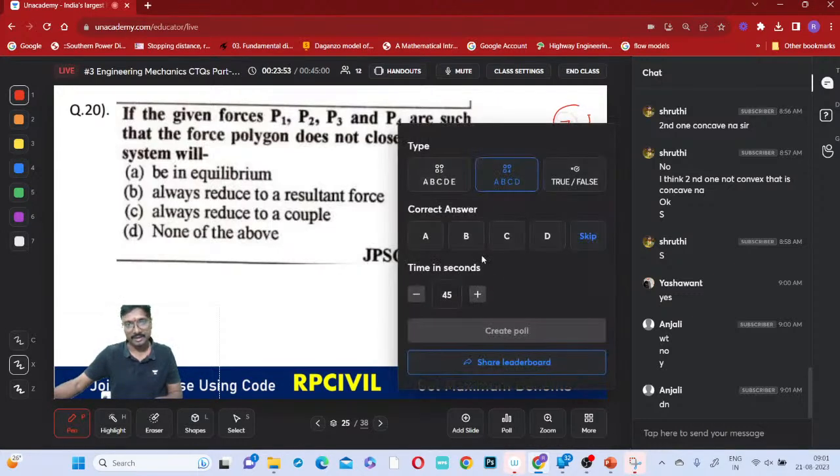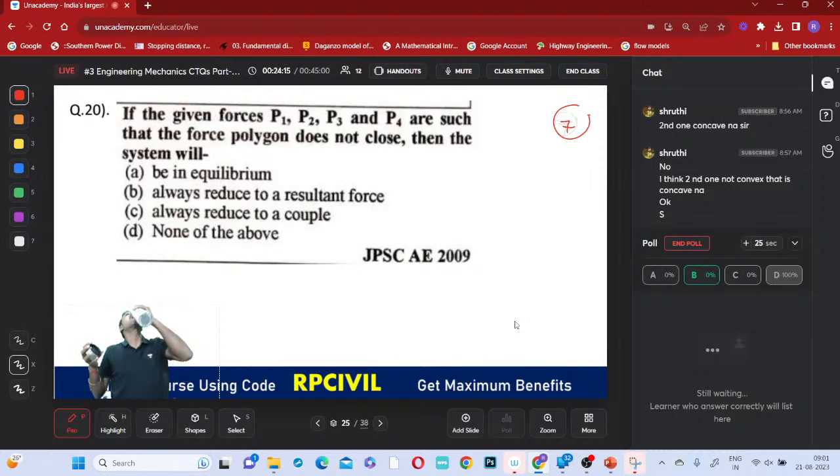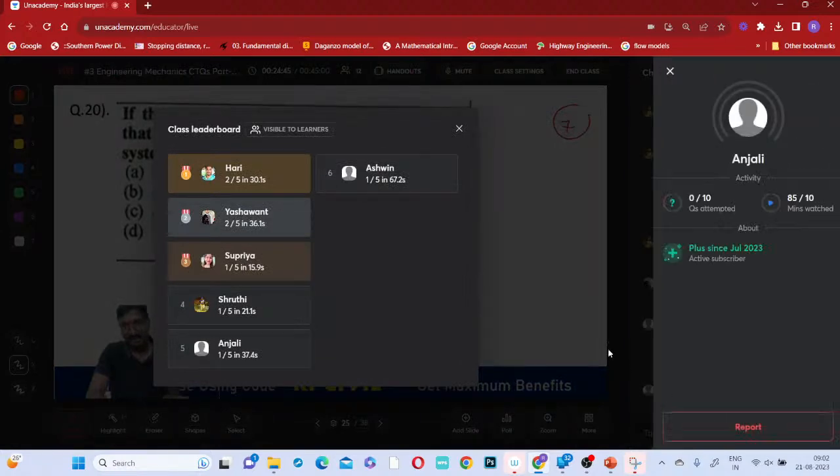Okay, question number 20. Select the answer. 45 seconds time I am giving. If any repeated question is there, just tell me. By mistake, if I have added it, just tell me. I try to avoid repeats, but if any comes, we'll skip that question. Manish Maurya also answered correctly. But in the special class nobody answered. This is the leaderboard.